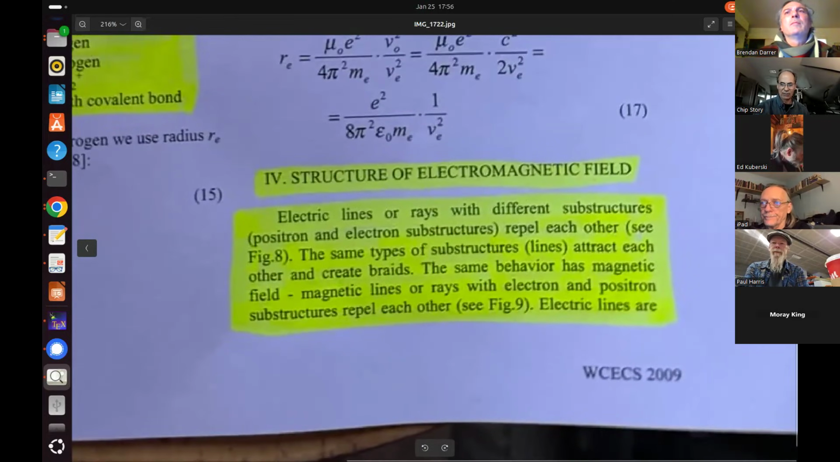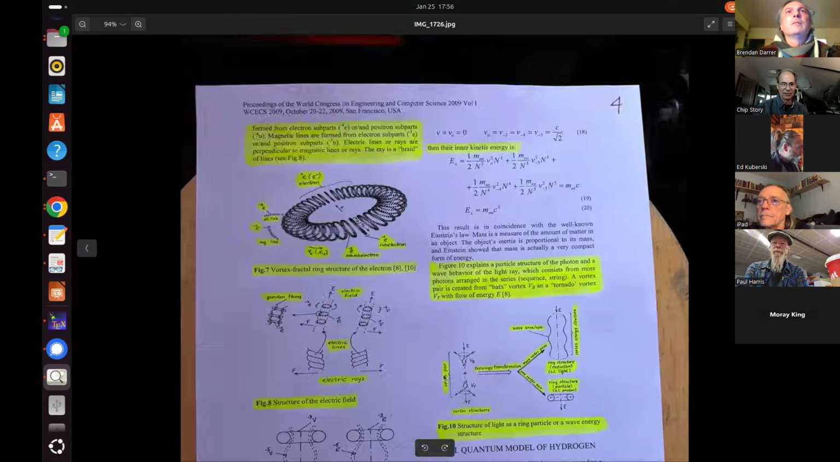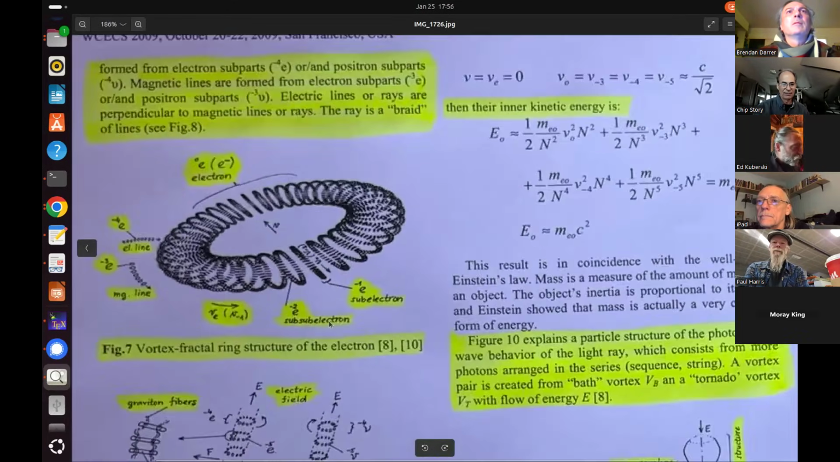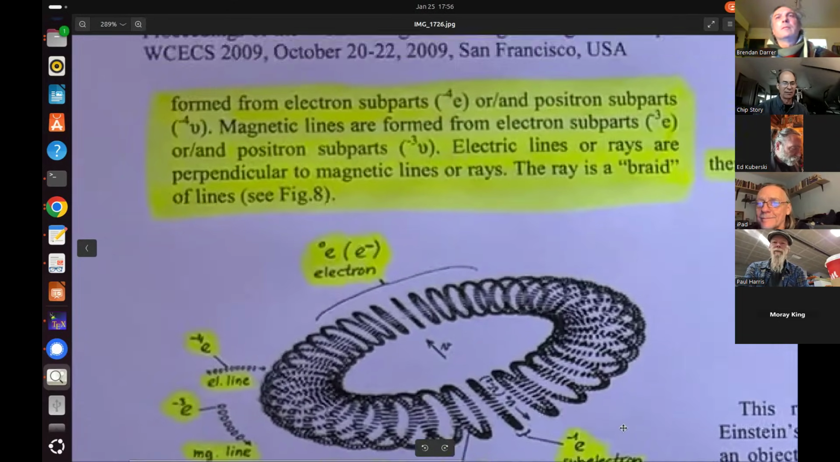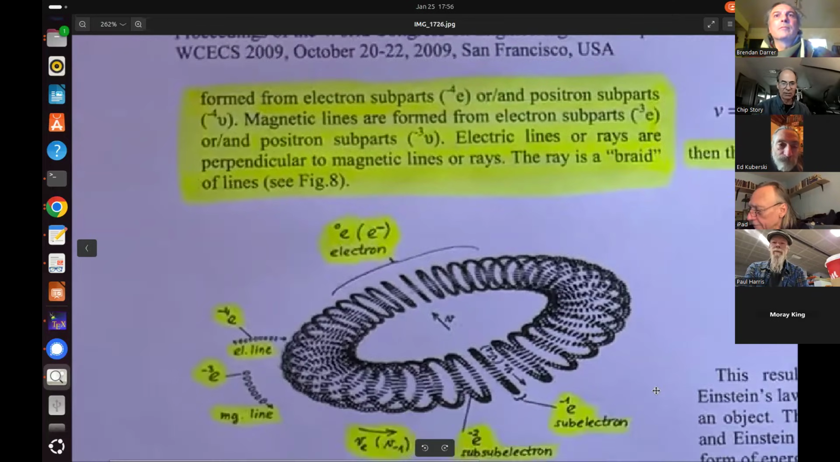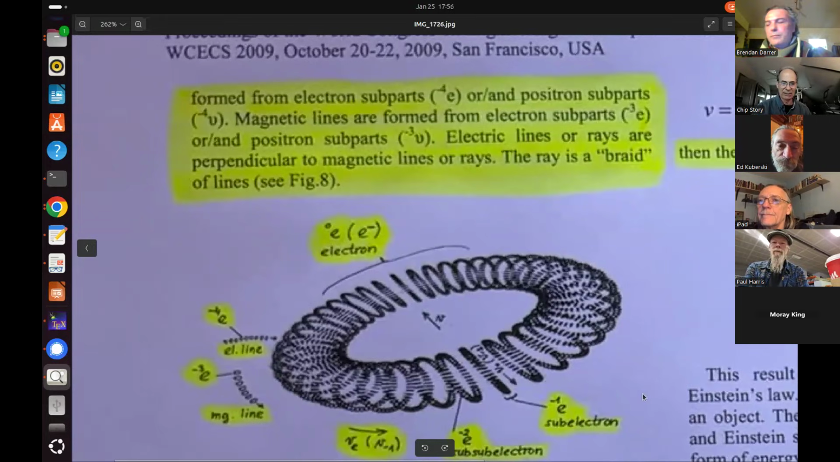Electric lines, going to the next page. This is where the magic starts. Figure 7. Magnetic lines form from electron subparts or positron subparts. We'll just try to get the main gist out of this.